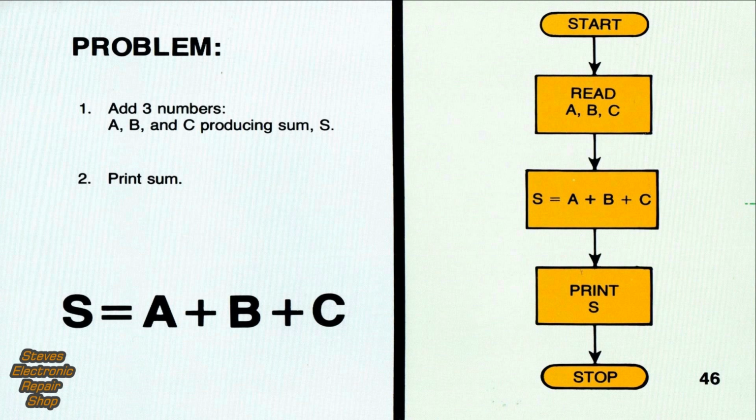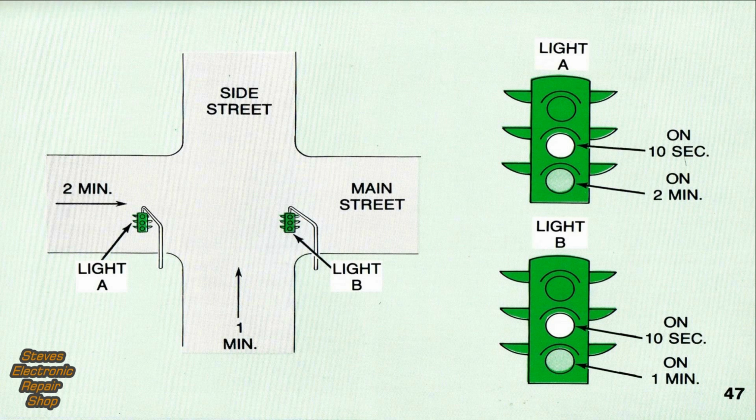This process does a couple of things. First, it adds the 3 numbers. Second, and just as important, it identifies S as the sum of A, B, and C. Now we tell the computer to print S. Finally, the computer is told to stop.